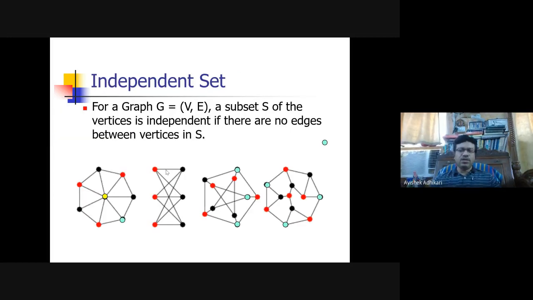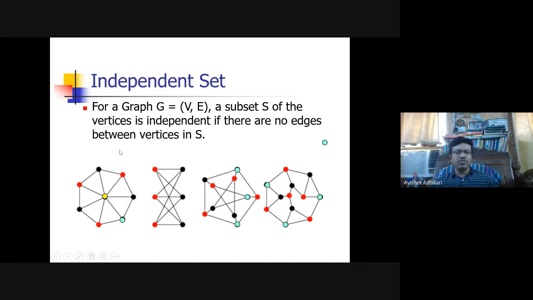Okay, so I am going to give the last part of graph theory, that is the independent set. What is the meaning of an independent set? Suppose you have a graph. This is the vertex set. Here the vertex set has 1, 2, 3, 4, 5, 6, 7, 8, so 8 vertices are there.